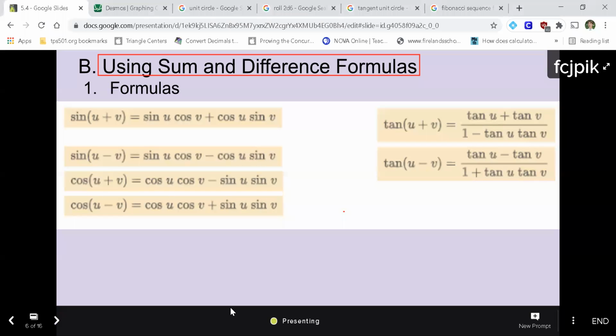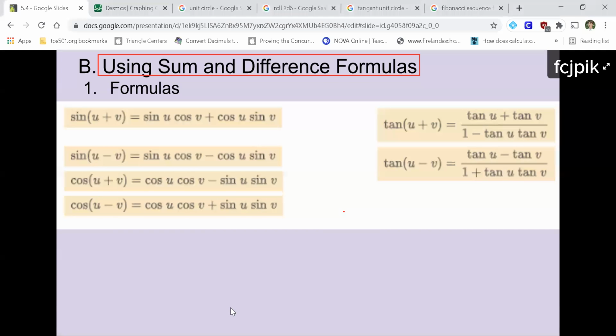So again, we're going to use these sum and difference formulas to do the same type of problems we already have. We'll use them to simplify trig functions. We'll use them to verify identities. We'll use them to solve problems. So there's no new type of prompt for today's lesson. It's just we have a new tool in the toolbox to help us do the type of problems we've been doing for the last 2 weeks.